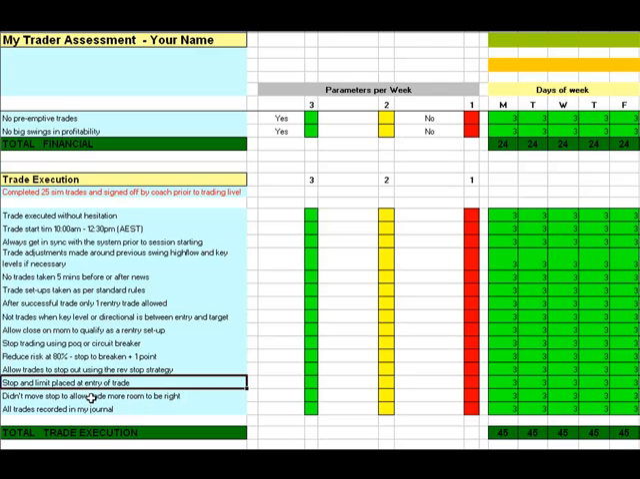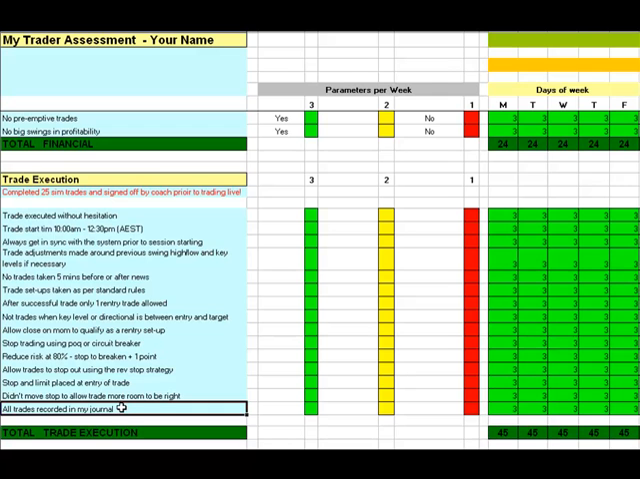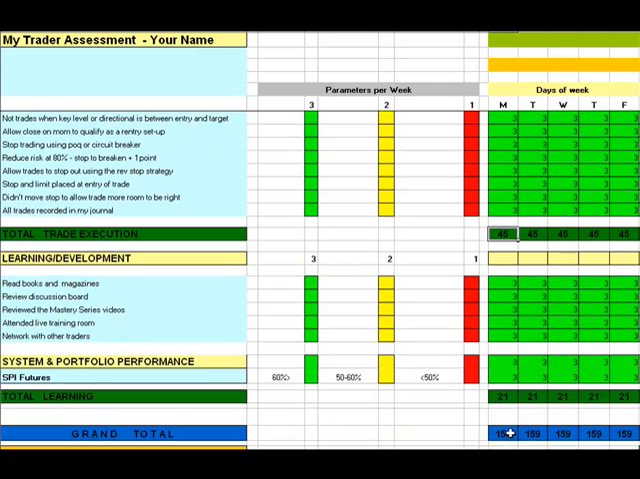Stop and limit placed at every trade, so we need to make sure that when we go into a trade we have a stop and limit always placed in the market, never just a naked. We're never moving our stop also to allow the trade more room to be right. That's definitely something that we don't do. And finally, are all trades recorded on my trade journal? So just making sure that we record our trades daily. Now we got a 45 on that, that was excellent, so very happy with that performance there.